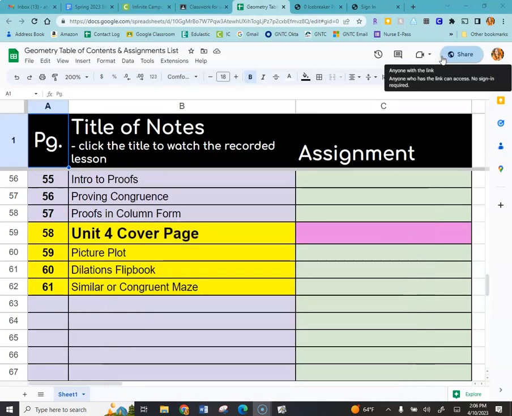Okay, we are starting Unit 4. I've given you the Unit 4 cover page. It lays out what we are covering for this unit. In the last unit, we did transformations, which was translations, reflections, or rotations, right?